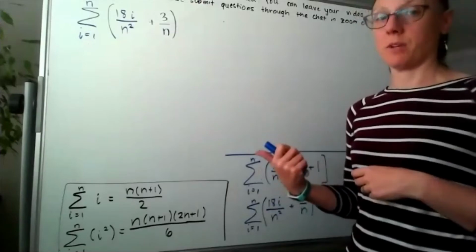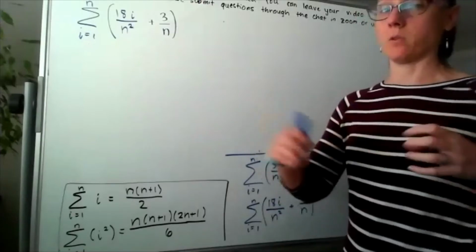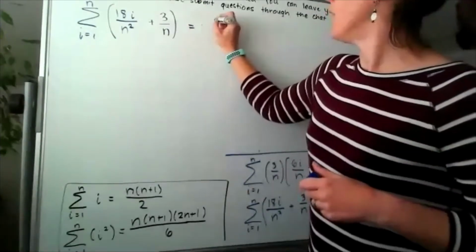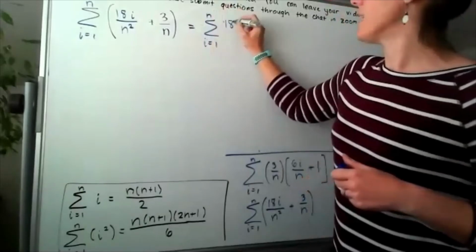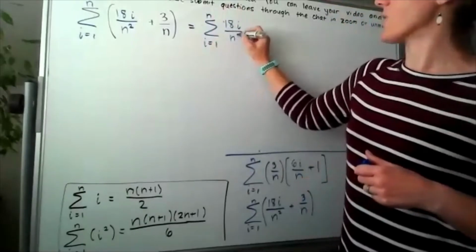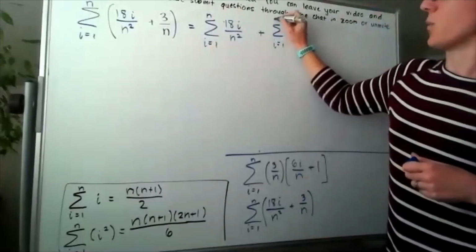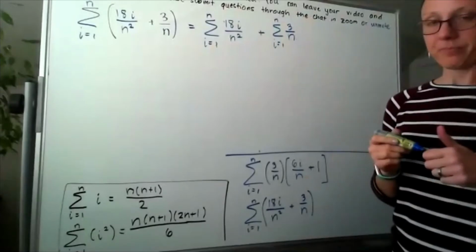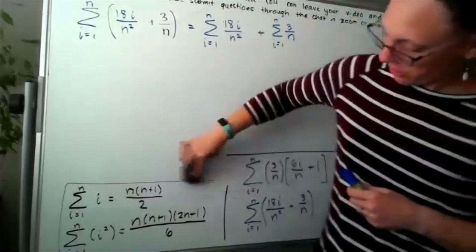Same rule goes with summations. So if I have addition or subtraction in between, we can break those into separate parts. So this can become the sum from i equals 1 to n of 18i over n squared plus the sum from i equals 1 to n of 3 over n. I'm going to add to my summation rule box here.